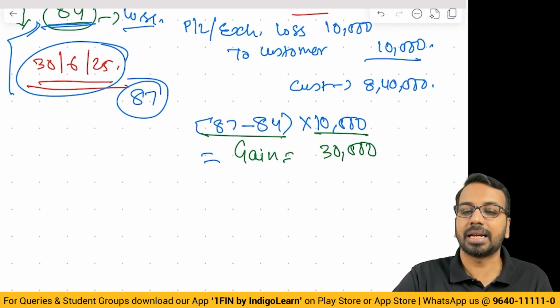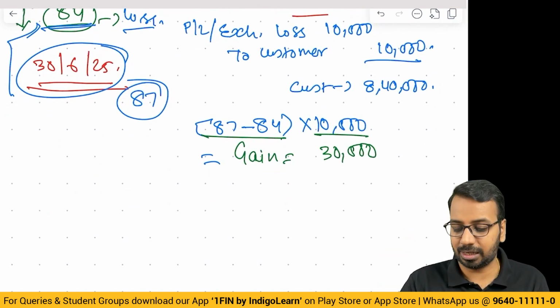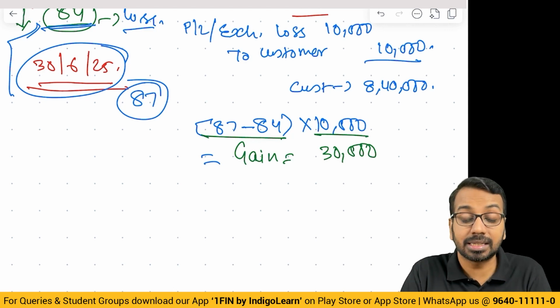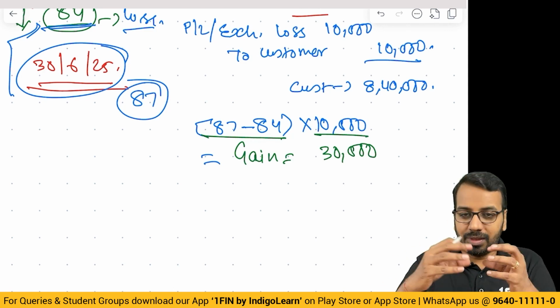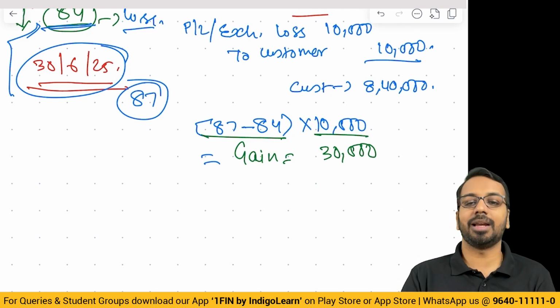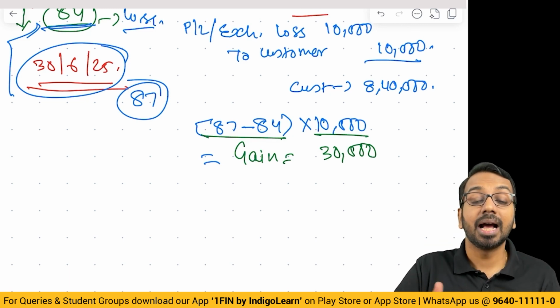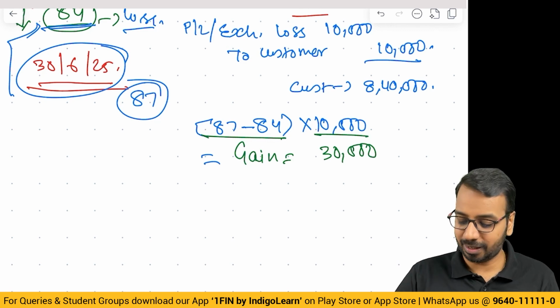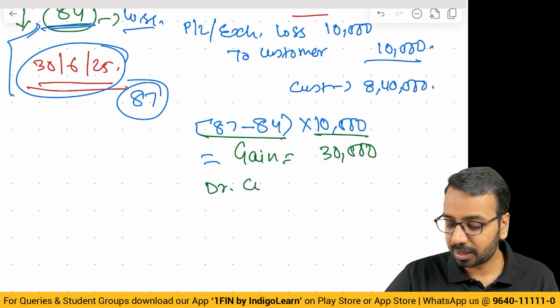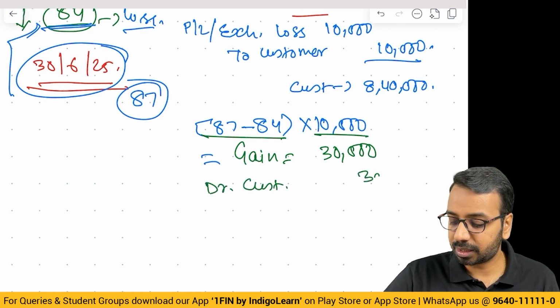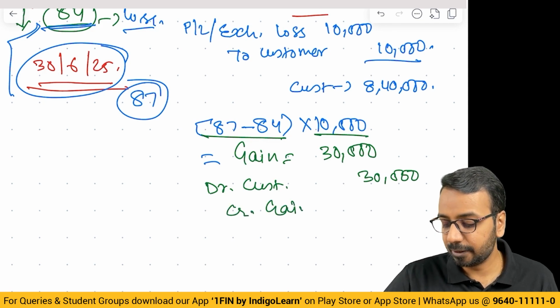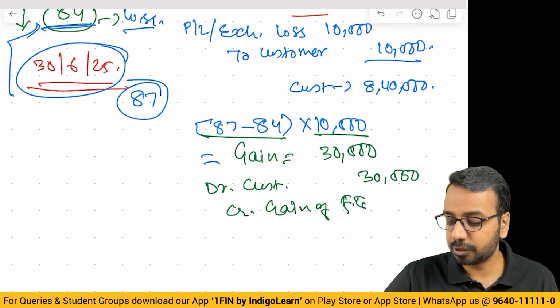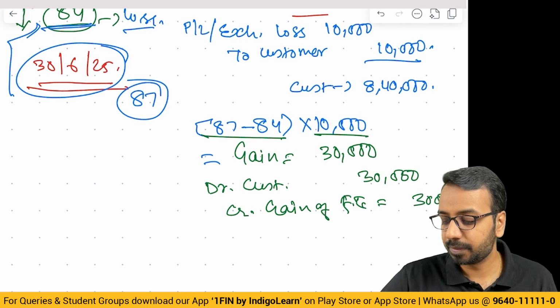This gain I should recognize on the date of settlement. So when I recognize the gain, I have to increase the value of my debtor. If there is a loss, I have to reduce the value of my debtor. If there is a gain, I have to increase the value of my debtor. So debit customer 30,000, credit gain on foreign exchange 30,000.